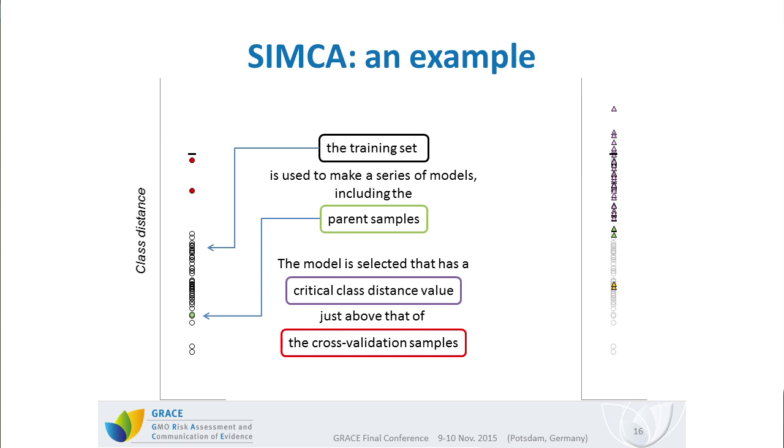And this is a schematic overview of how it is developed on the left side and how it is applied on the right side. So it's developed on the basis of a training set. These are varieties that we consider as safe, that are commercially available. And this will also, in general, include the parent samples. Then in the next step, we perform a cross-validation step, also with varieties that we consider as safe. On the basis of this cross-validation, we determine the outside of the model, and that is called the critical class distance value.